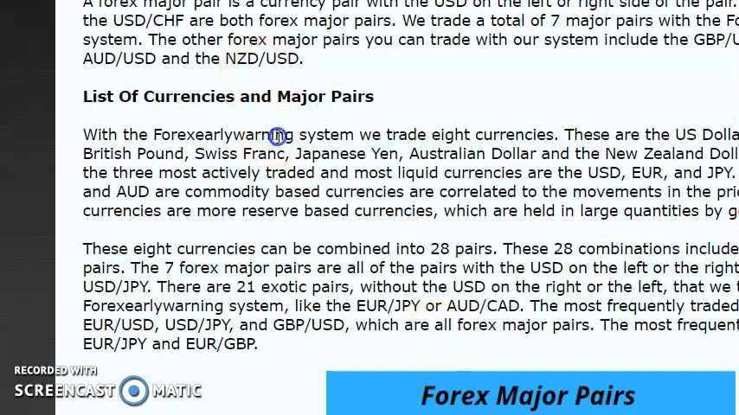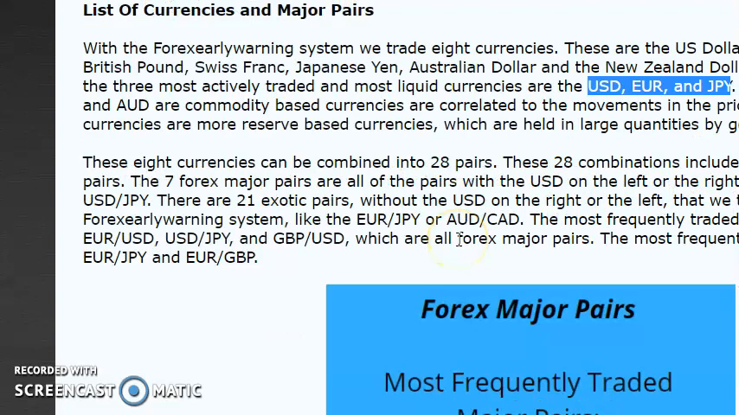Now, with our trading system, the Forex early warning trading system, we trade a total of 8 currencies: US dollar, Canadian dollar, etc. All these currencies right here. Just remember that the 3 most actively traded individual currencies in the Forex market are the US dollar, the Euro, and the Japanese yen. So the 8 currencies we trade can be combined into 28 pairs.